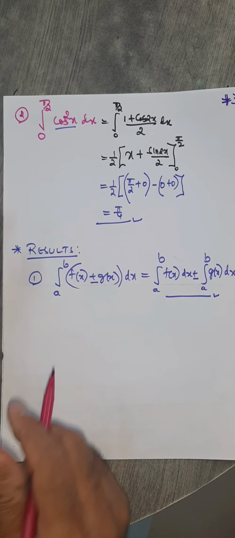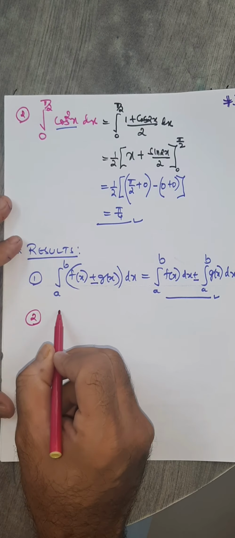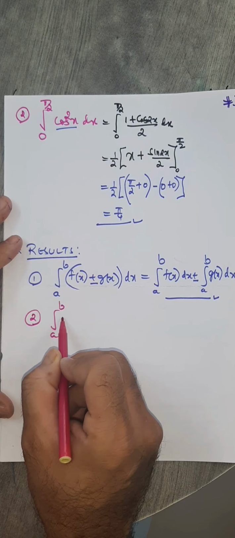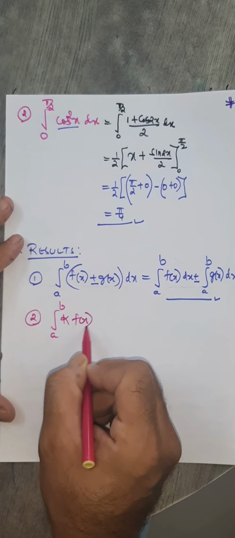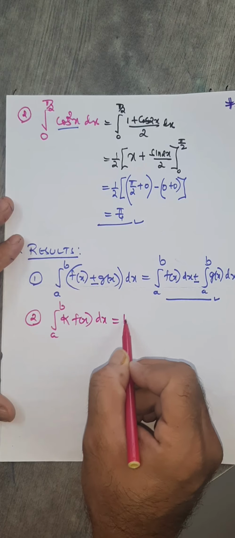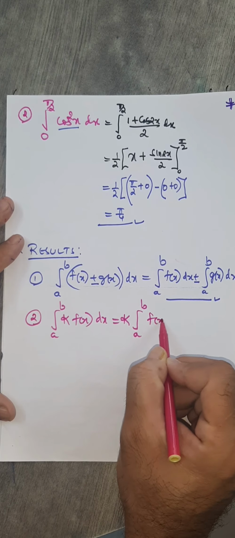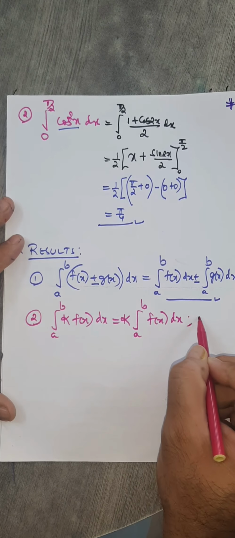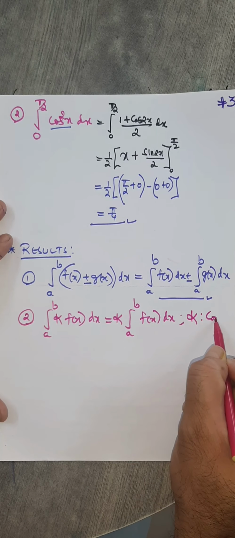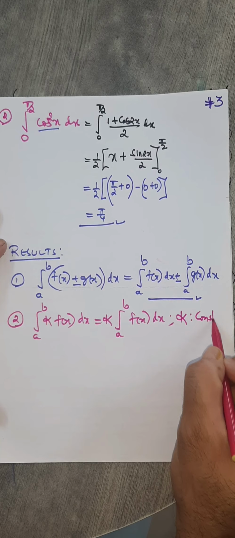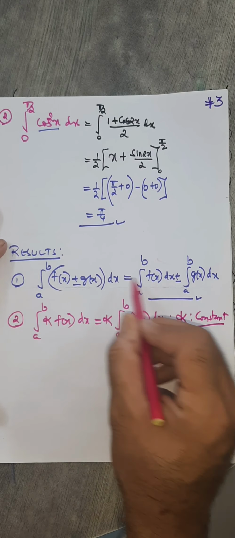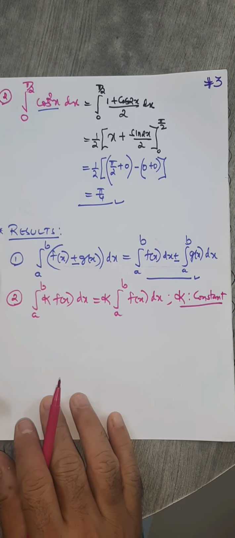And if you have a constant, you can keep it outside. Integral a to b k into f(x) dx, so that constant will come out as we did in the definite integral. Integral a to b f(x) dx, where k is some constant, you know. The constant you can take outside the integral. If you have plus or minus, you can take the integral inside.